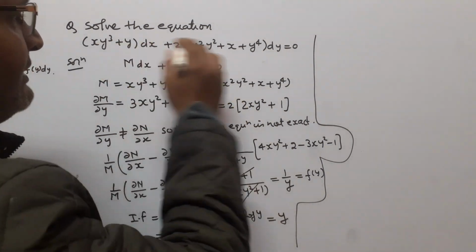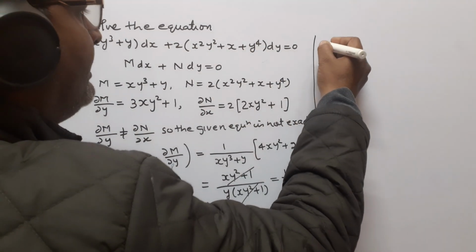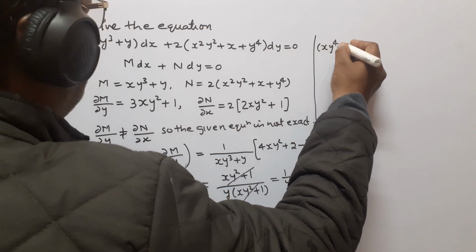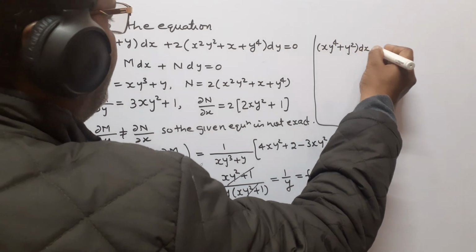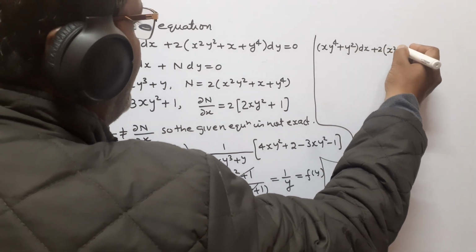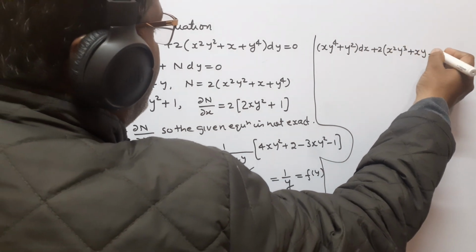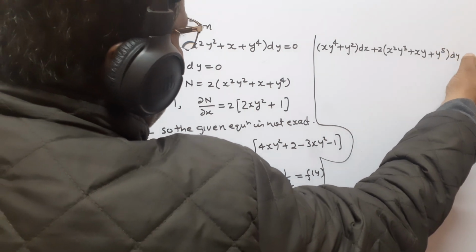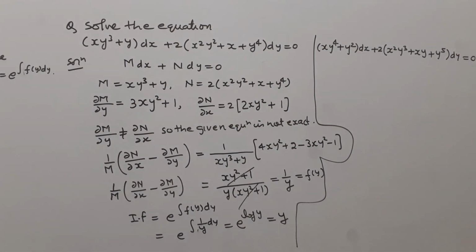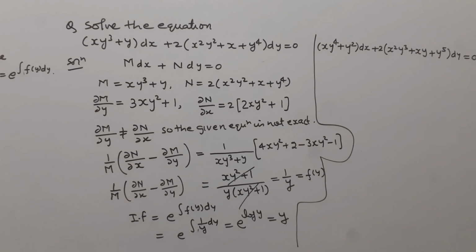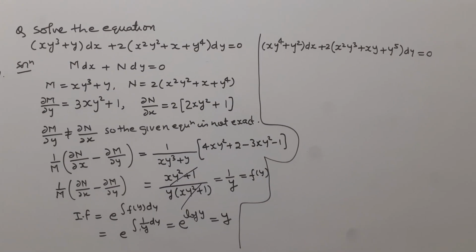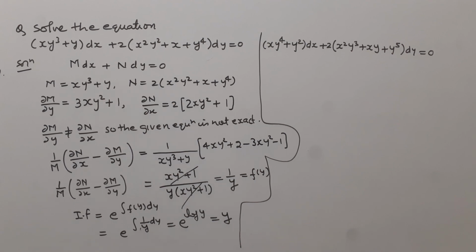So we multiply the given equation by y, so we get here (xy^4 + y^2) dx + (2x^2y^3 + xy + y^5) dy = 0. So when we multiply the given differential equation by the integrating factor, we can see here the given equation reduces to the exact form.